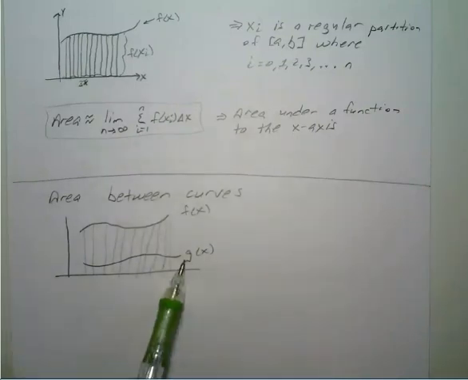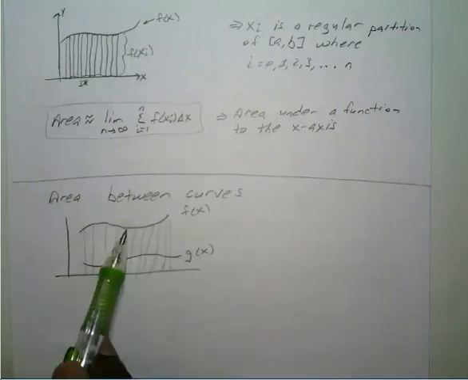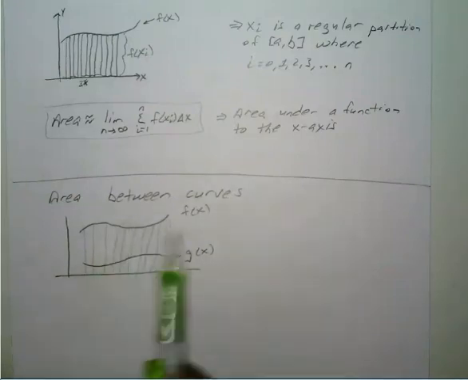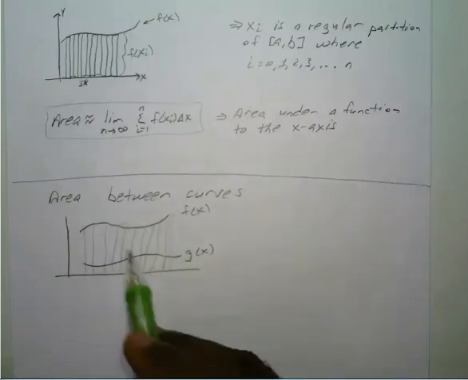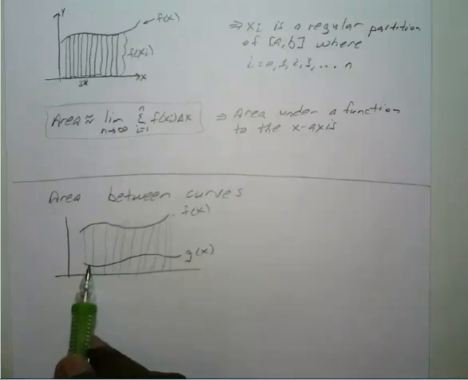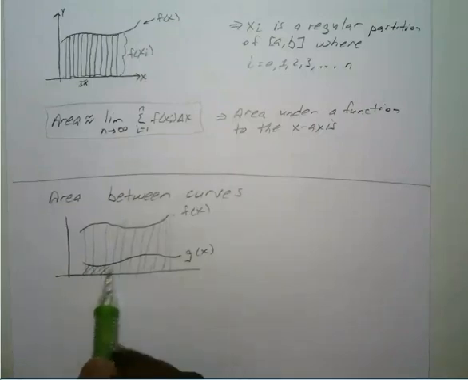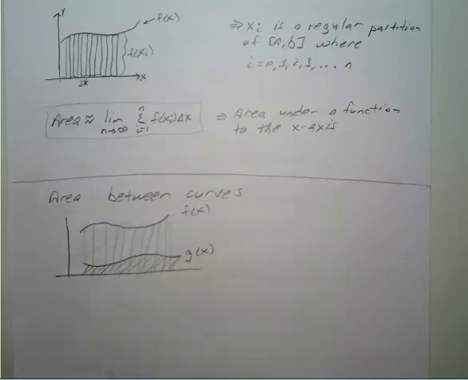What if we have another function g of x? If we want to find the area between those two functions or between those two graphs, we just have to take the function f of x, or whichever function is larger or higher, minus the function g of x. Because our g of x is from there to the x-axis.